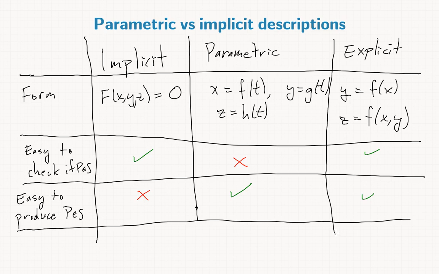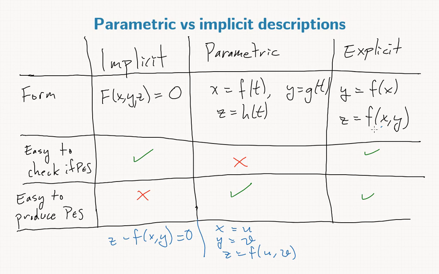So you can think of a graph of a function like this. You can think of this as an implicit function by writing it as z minus f(x, y) equals 0. But you can also think of it as a parametric description, where you write the parameters x equals u, y equals v, and then z equals f(u, v).